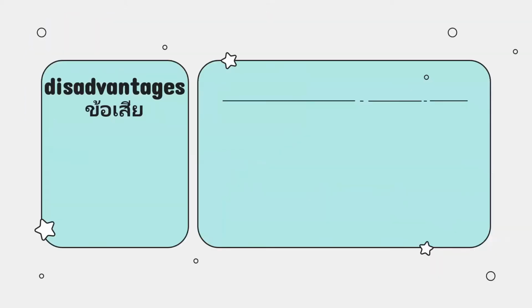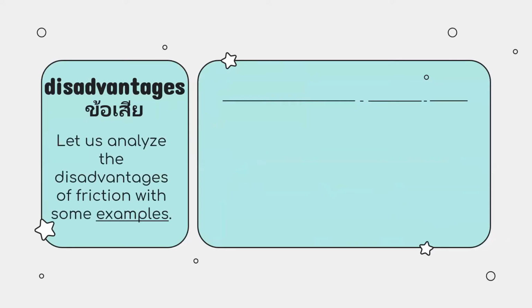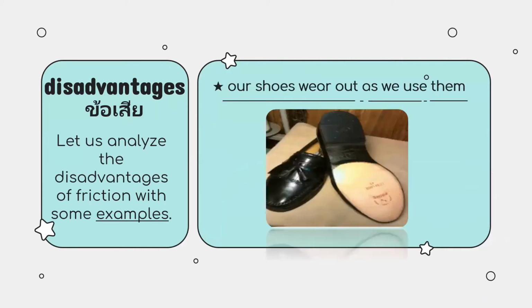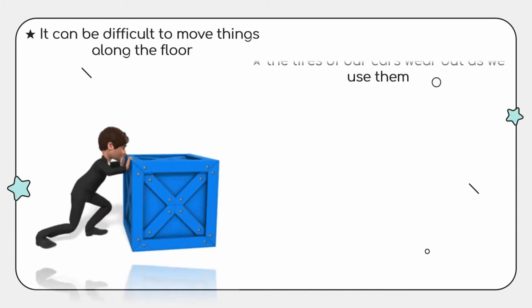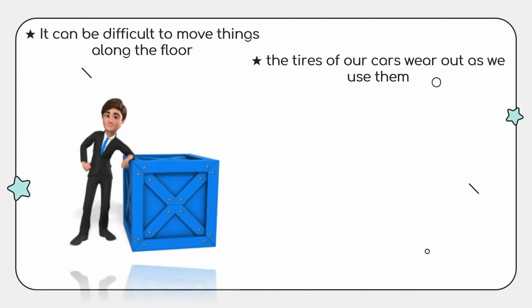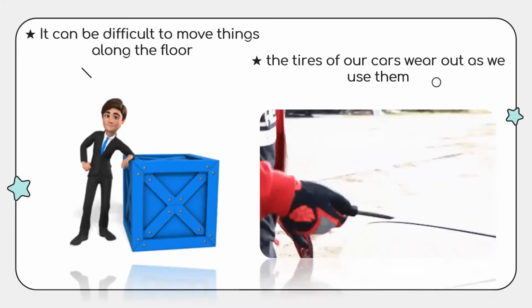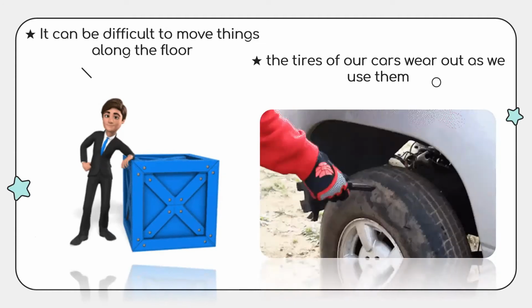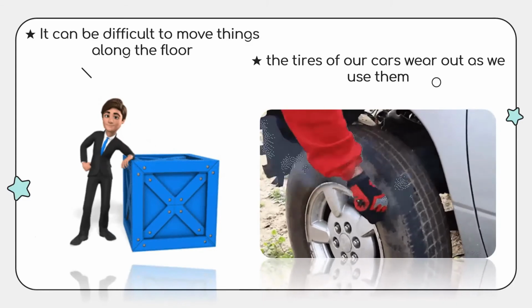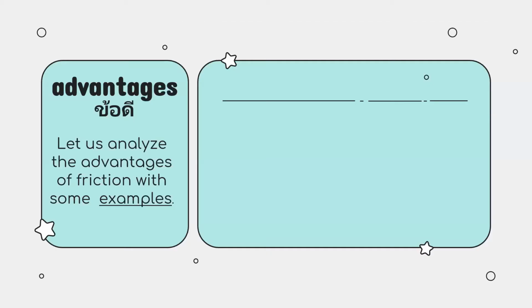Let's start with disadvantages. Let us analyze the disadvantages of friction with some examples. Our shoes wear out as we use them. Another example, it can be difficult to move things along the floor. If there is high friction, the tires of our cars wear out as we use them. Now let's move on to the advantages.